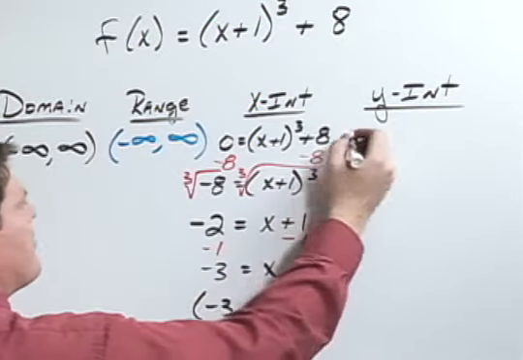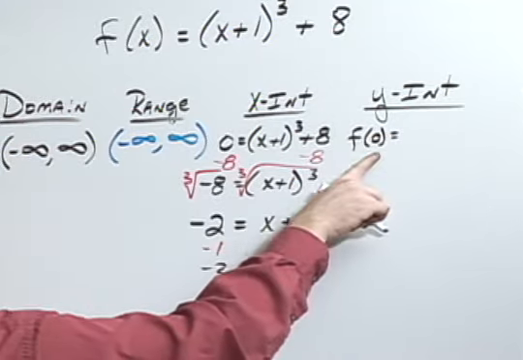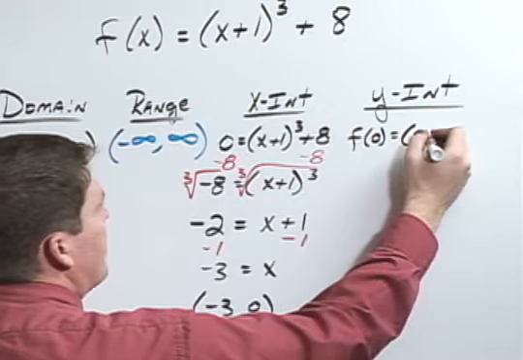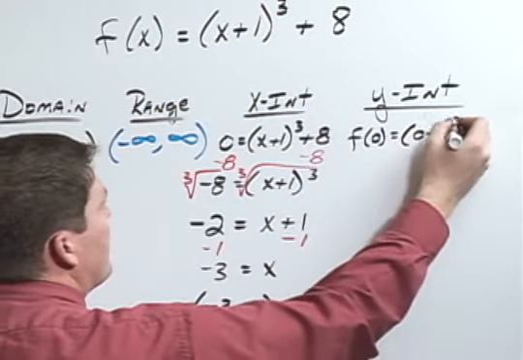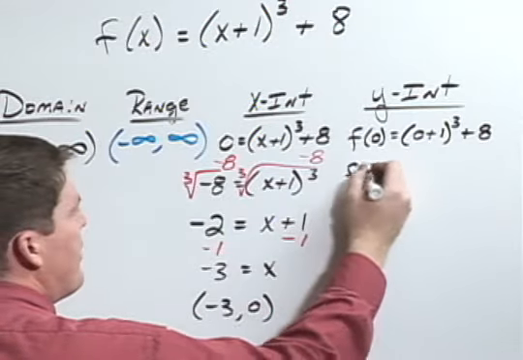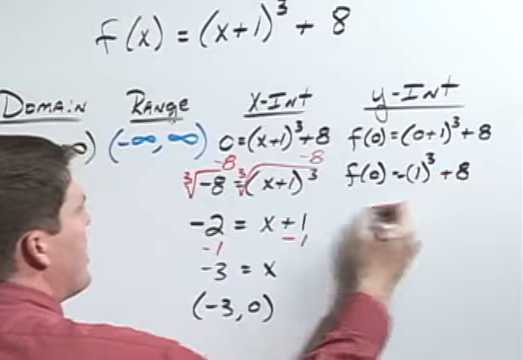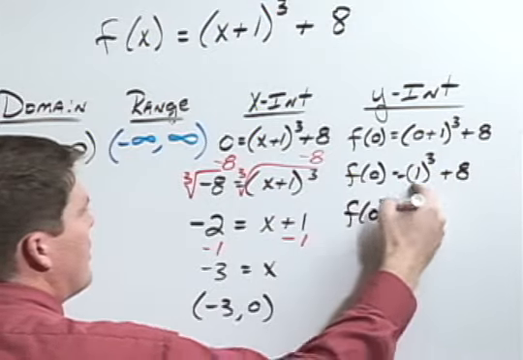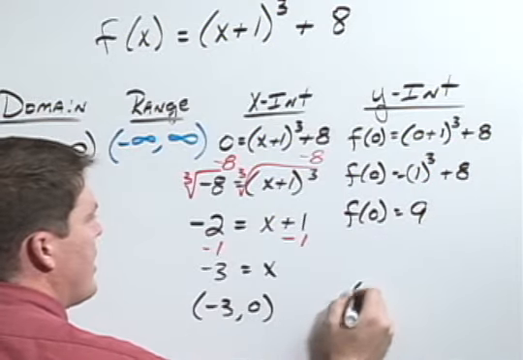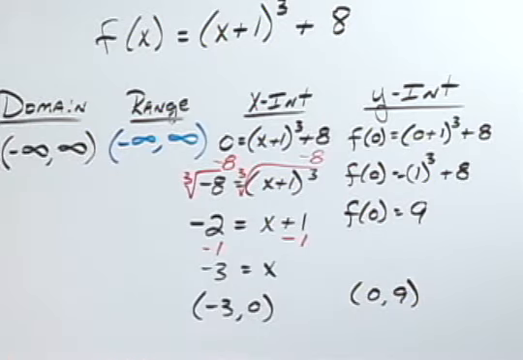For my y-intercept, we want to let x equal 0. Or, to think about it in terms of a function, what is f of 0? In this case, it would be the quantity of 0 plus 1 cubed, plus 8. And I can simplify this to 1 cubed plus 8. 1 cubed is 1, so that is 9. So I have the y-intercept at 0, 9.